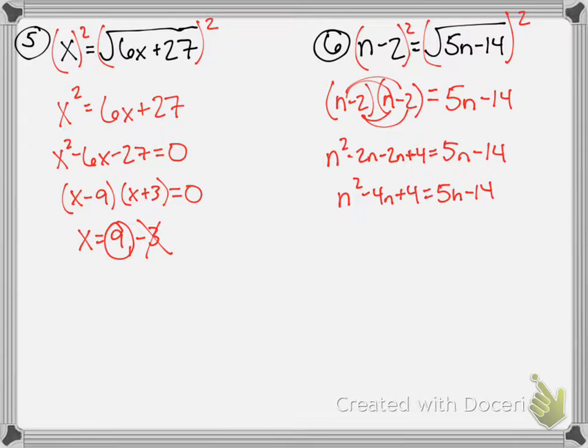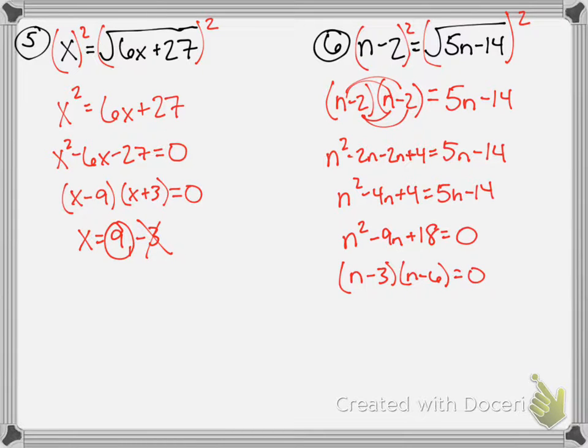Now, again, I see two different types of n's, so I'm going to swing everything over to the left side, set it equal to 0. So I'll have n squared, subtract the 5n over, it'll combine with the negative 2n, give me negative 7n. I'll add the 14, that'll give me positive 18. So n squared minus 9n plus 18 equals 0. So what I'm going to do from here is go through and figure out how this factors apart. So this will become n minus 3, n minus 6.